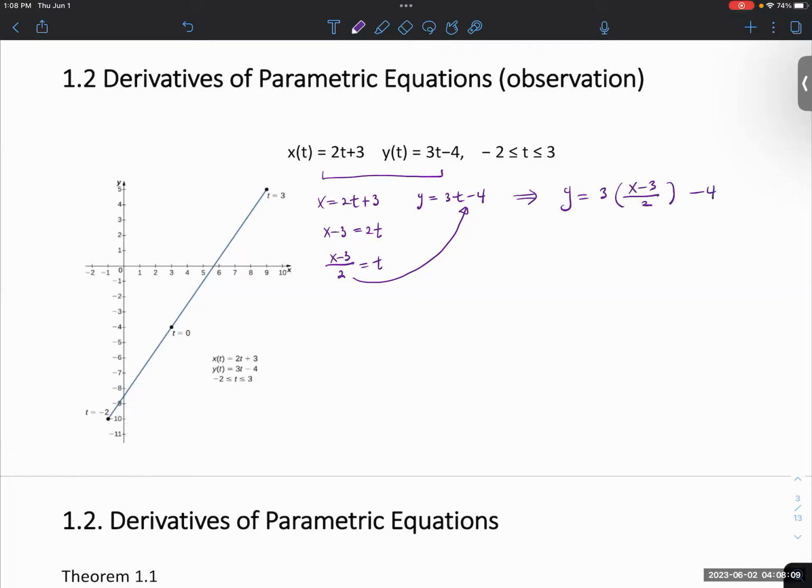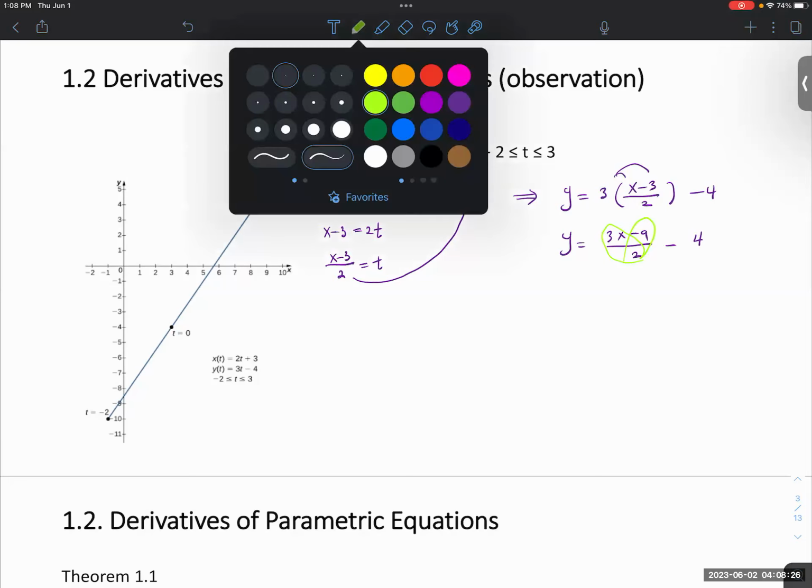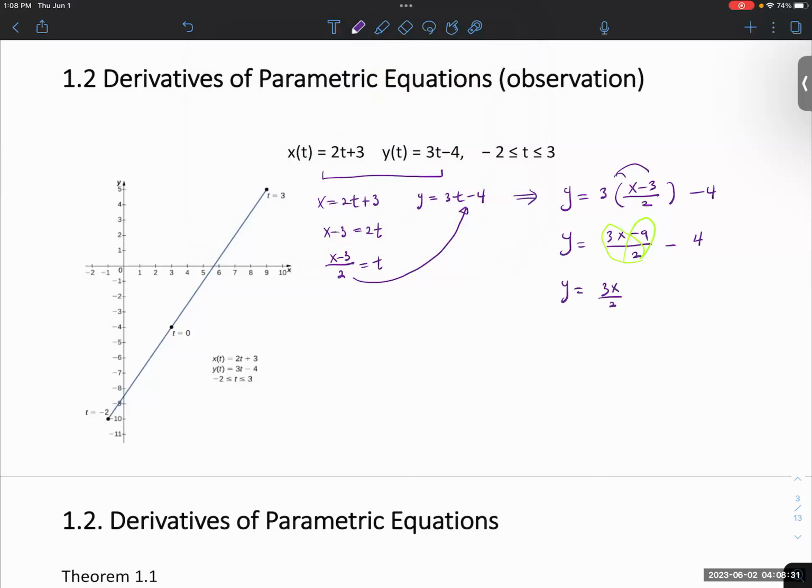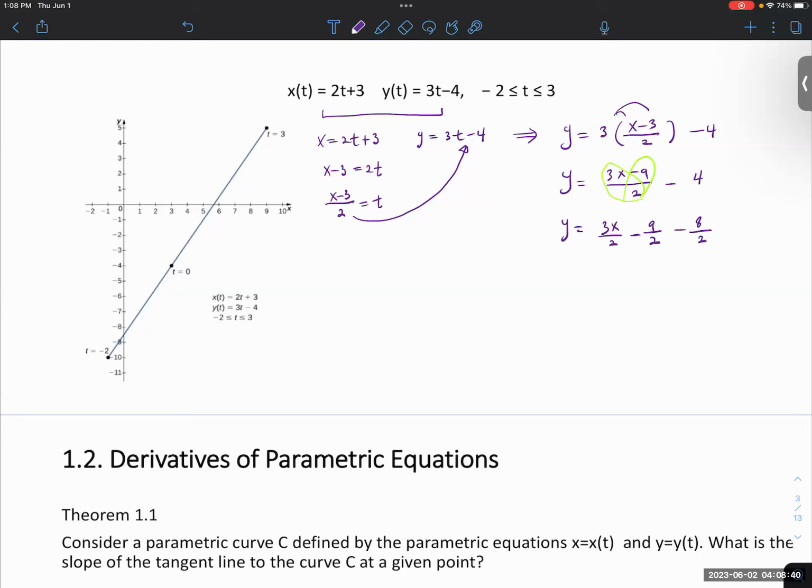I'm going to simplify this equation. So y is, using the distributive property, (3x minus 9) over 2 minus 4. And if you remember, we can separate those fractions. So one is going to be 3x over 2 minus 9 over 2, and then 4 is the same as 8 over 2, correct? Therefore, you found the equation, y equals 3x over 2 minus 17 over 2. So this is the equation of this line, correct?